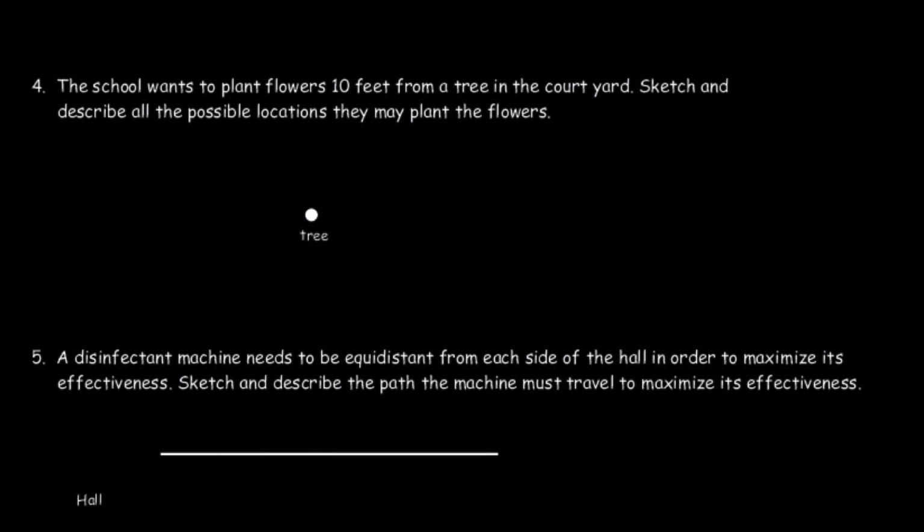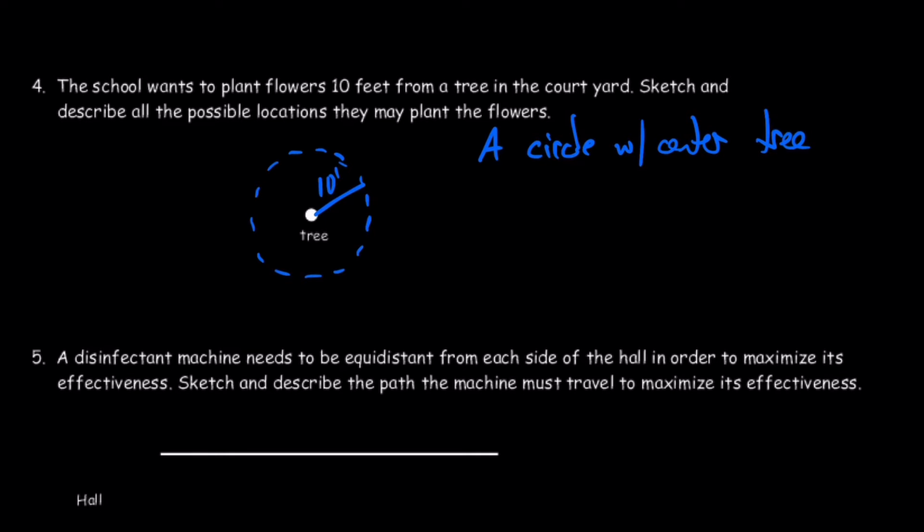4. The school wants to plant flowers 10 feet from a tree in the courtyard. Sketch and describe all the possible locations they may plant the flowers. Once again, here we're given a point, and you want to plant flowers 10 feet away. You could plant them in a circle around the base of the tree. So you sketch in the circle, the radius is going to be 10 feet. And I can describe it by saying a circle with center, tree, and radius equal to 10 feet.